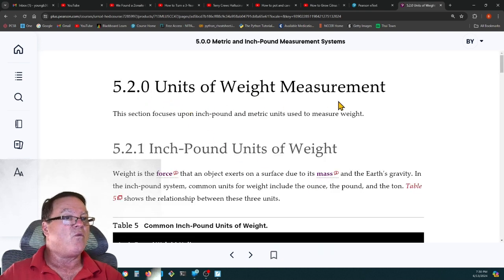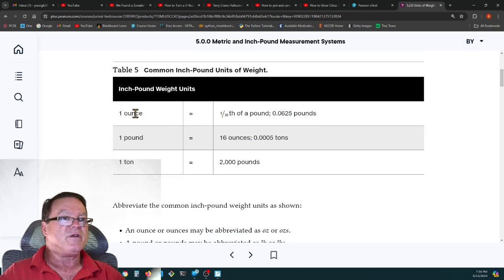5.2.0 units of weight. In the metric system, they use the gram. 5.2.1 inch-pound units of weight. We use an ounce or a pound, or a ton. So there are 16 ounces in a pound. So 1/16th of a pound is an ounce. A pound is 16 ounces. A ton is 2,000 pounds.